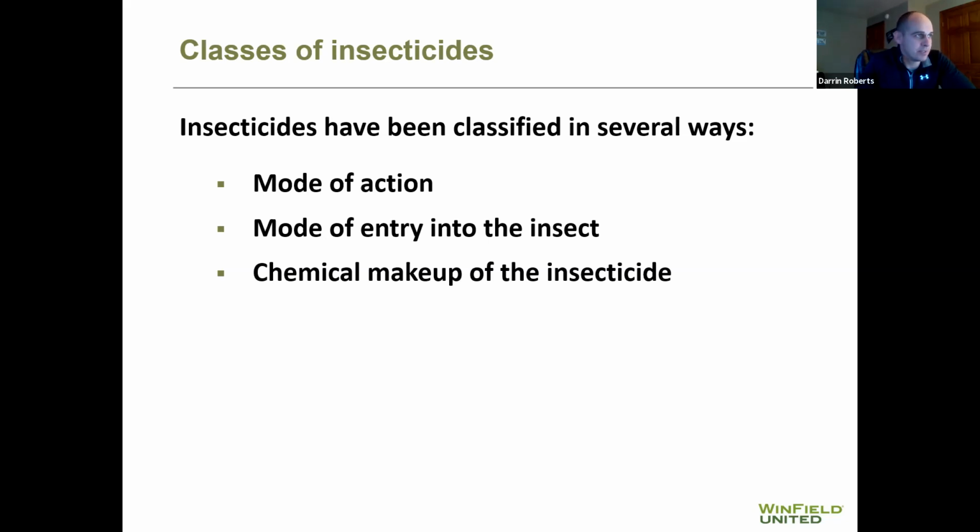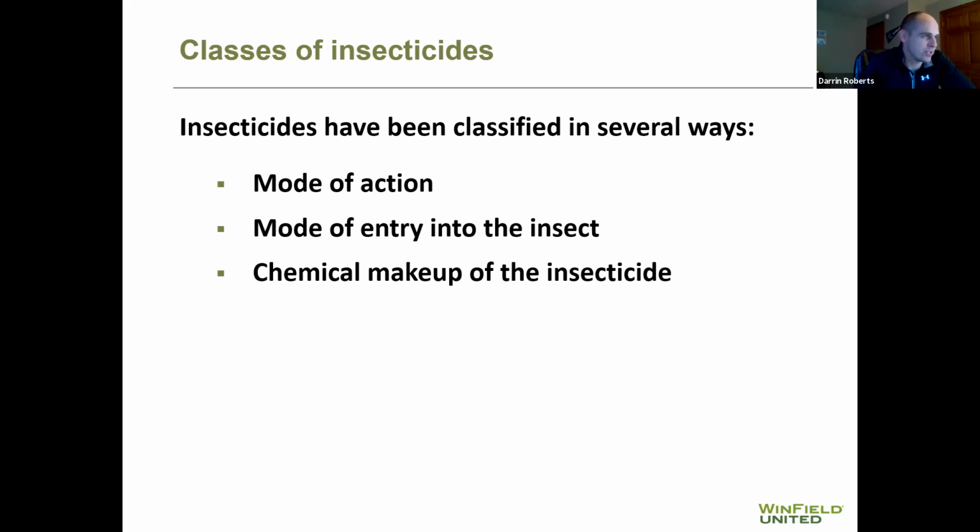Okay, but as far as the different classes of insecticides, we can classify them in a number of different ways, anything from mode of action to mode of entry. So mode of action is kind of talking about how exactly the insecticide is going to kill the pest. Mode of entry is, how is it getting into the insect? Is it a stomach poison? Is it a contact, systemic? Is it a fumigant? Things like that.